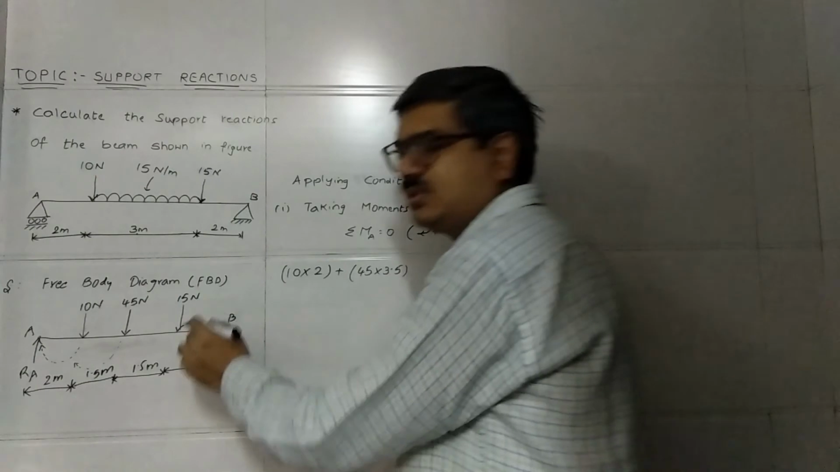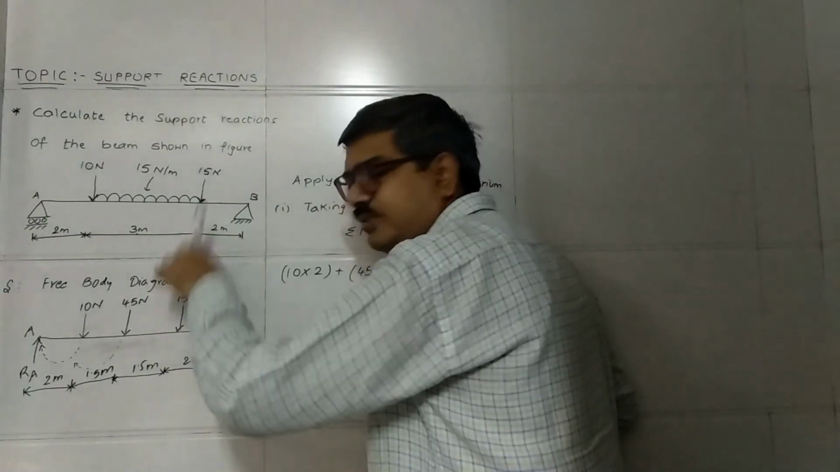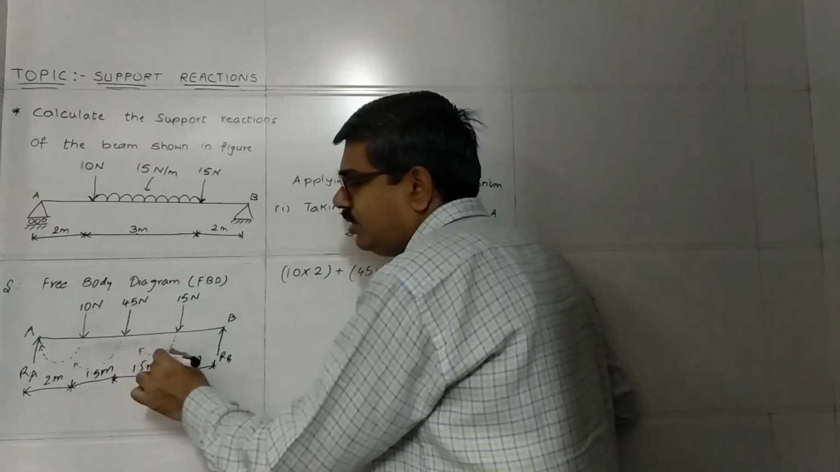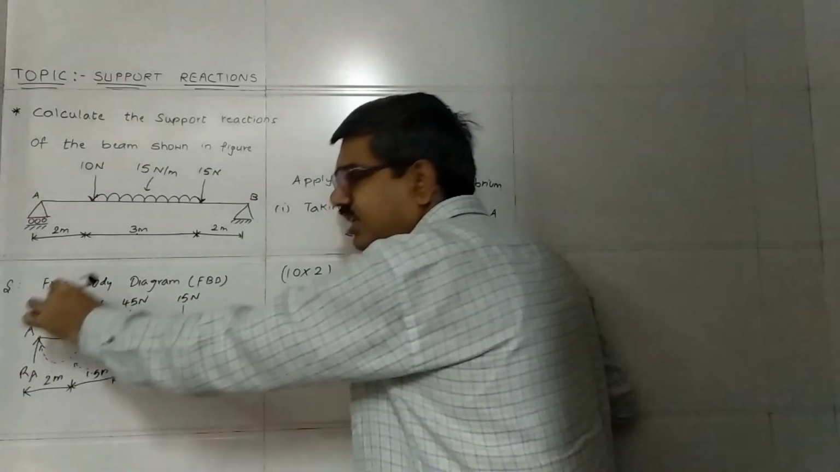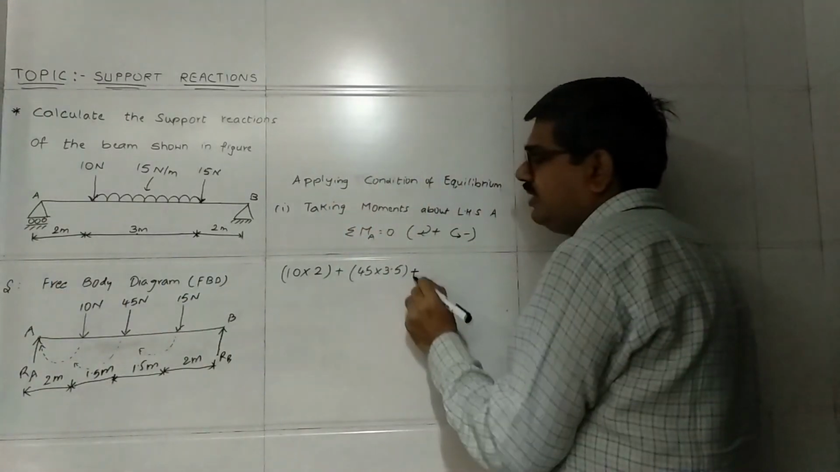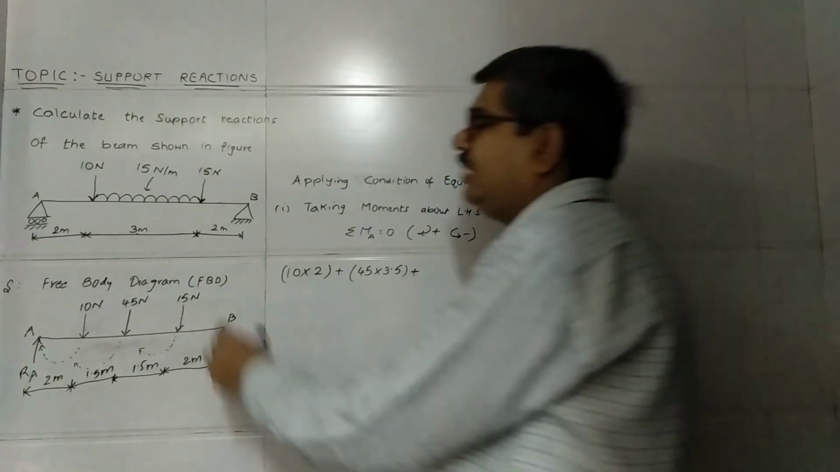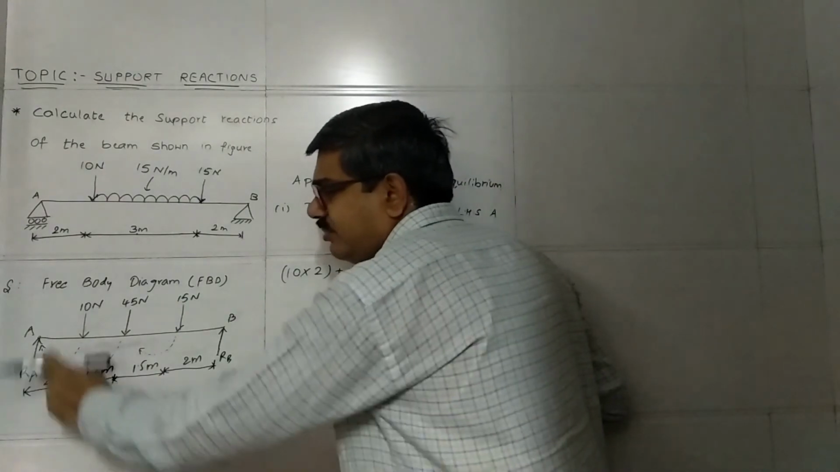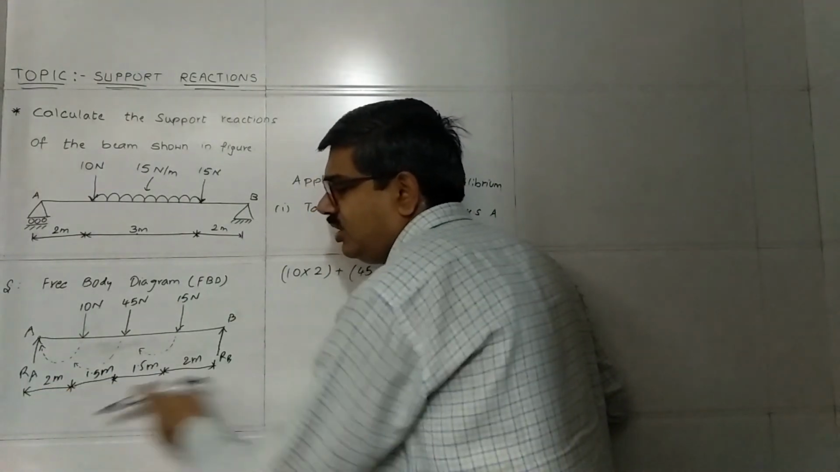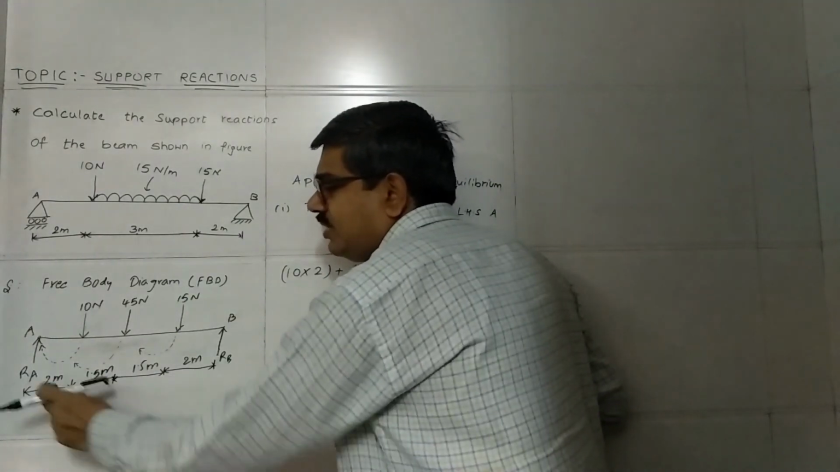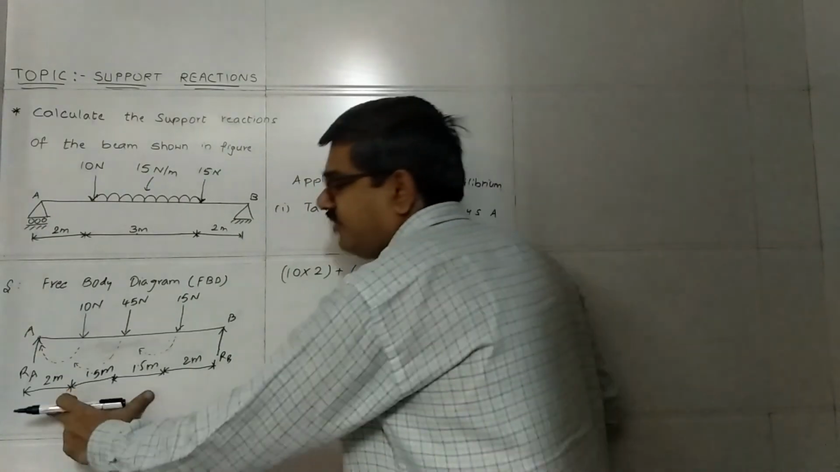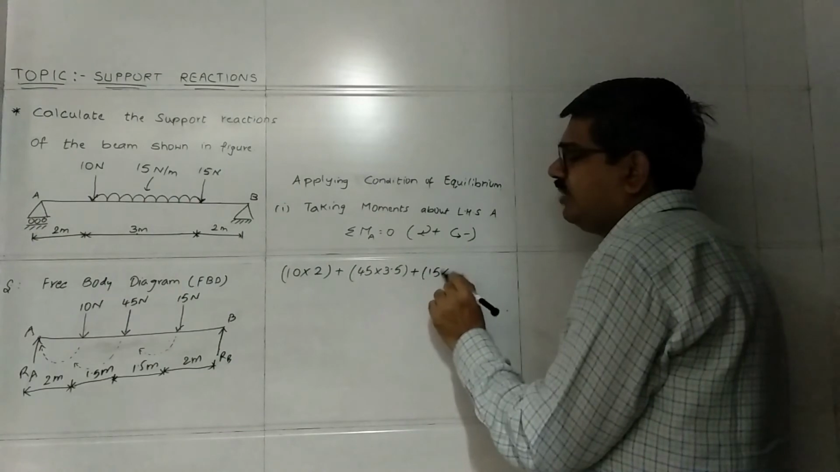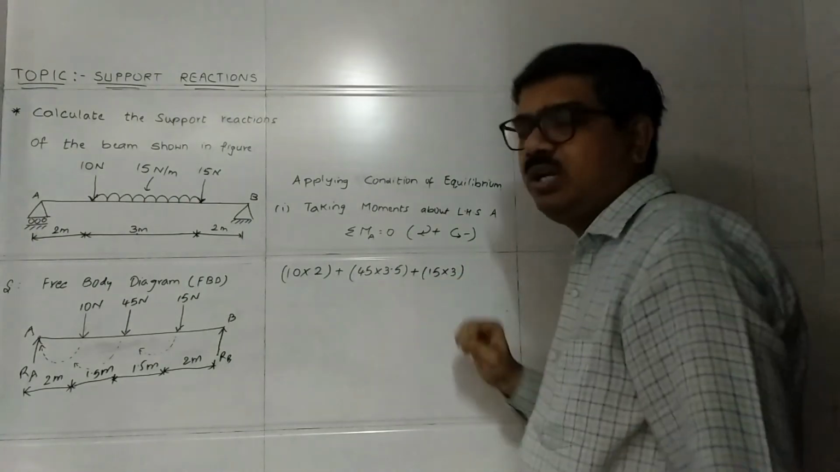Now the third force, 15 newtons, is also acting downwards. You have to again find the moment of this force about point A. It will also turn in clockwise direction. So clockwise is plus, positive sign, and the moment will be this force 15 newtons into its total distance from A. How much is this total distance? 3 plus 2, 5. Total distance is 5. 15 into 5 is the moment of 15 Newton about point A.